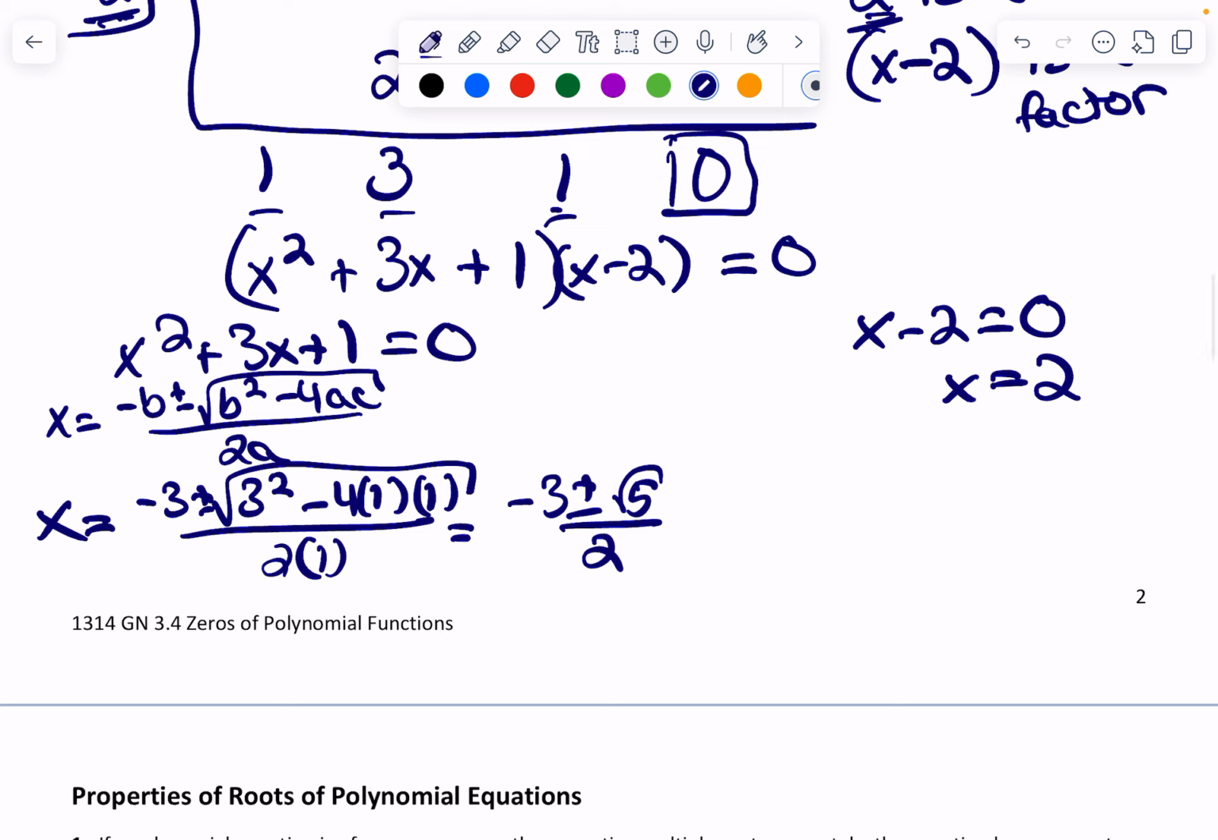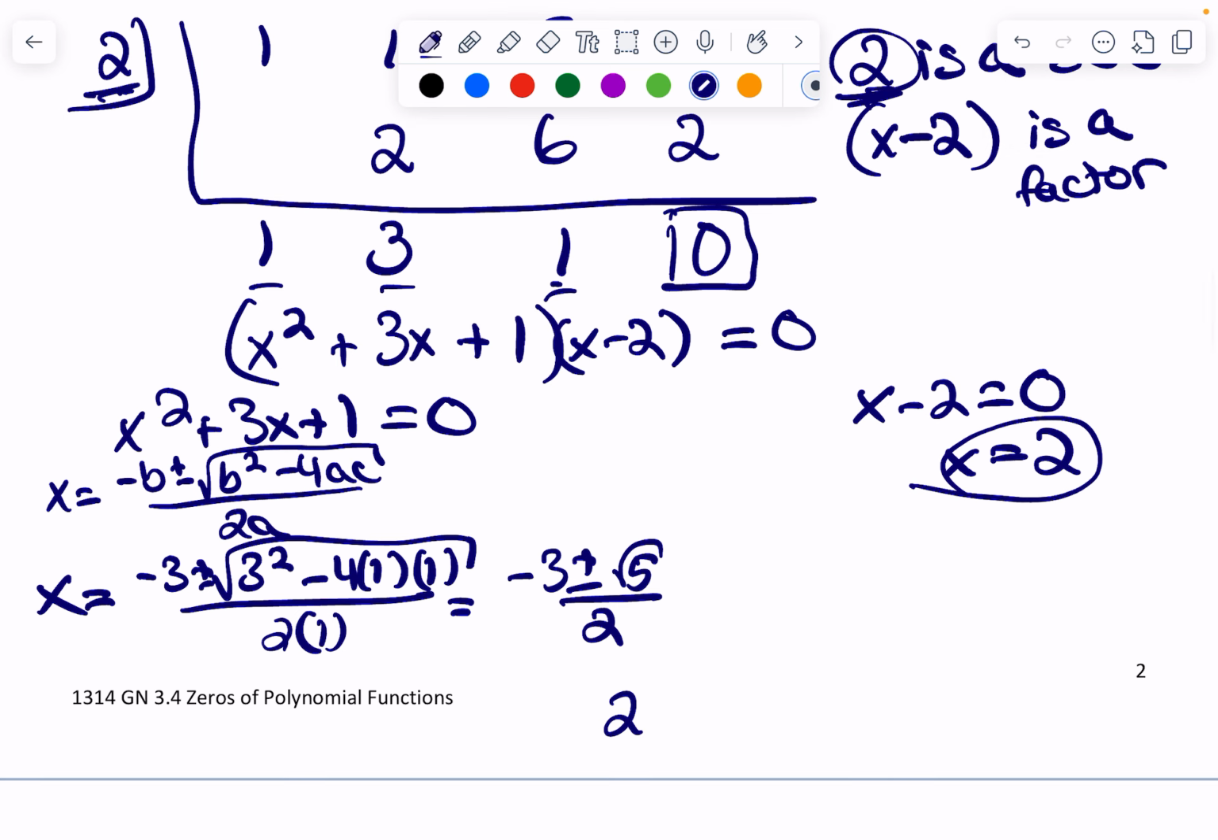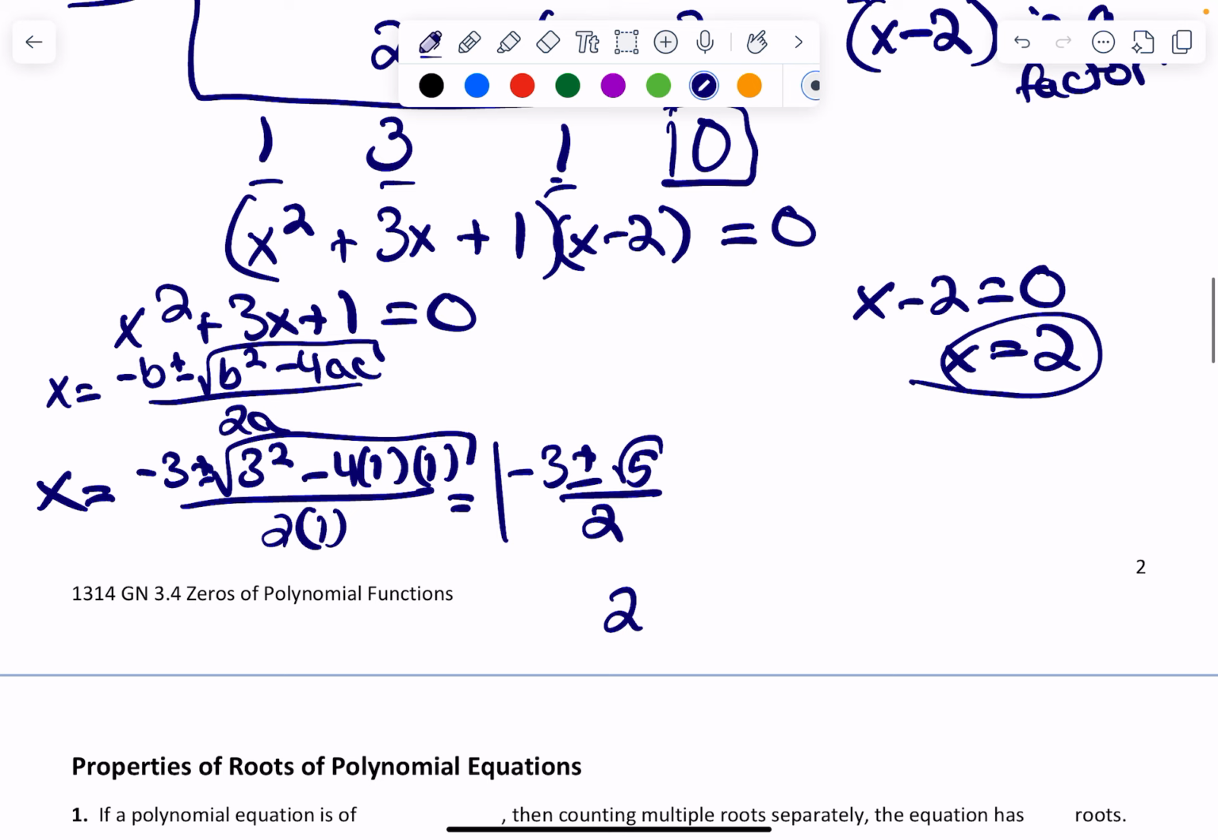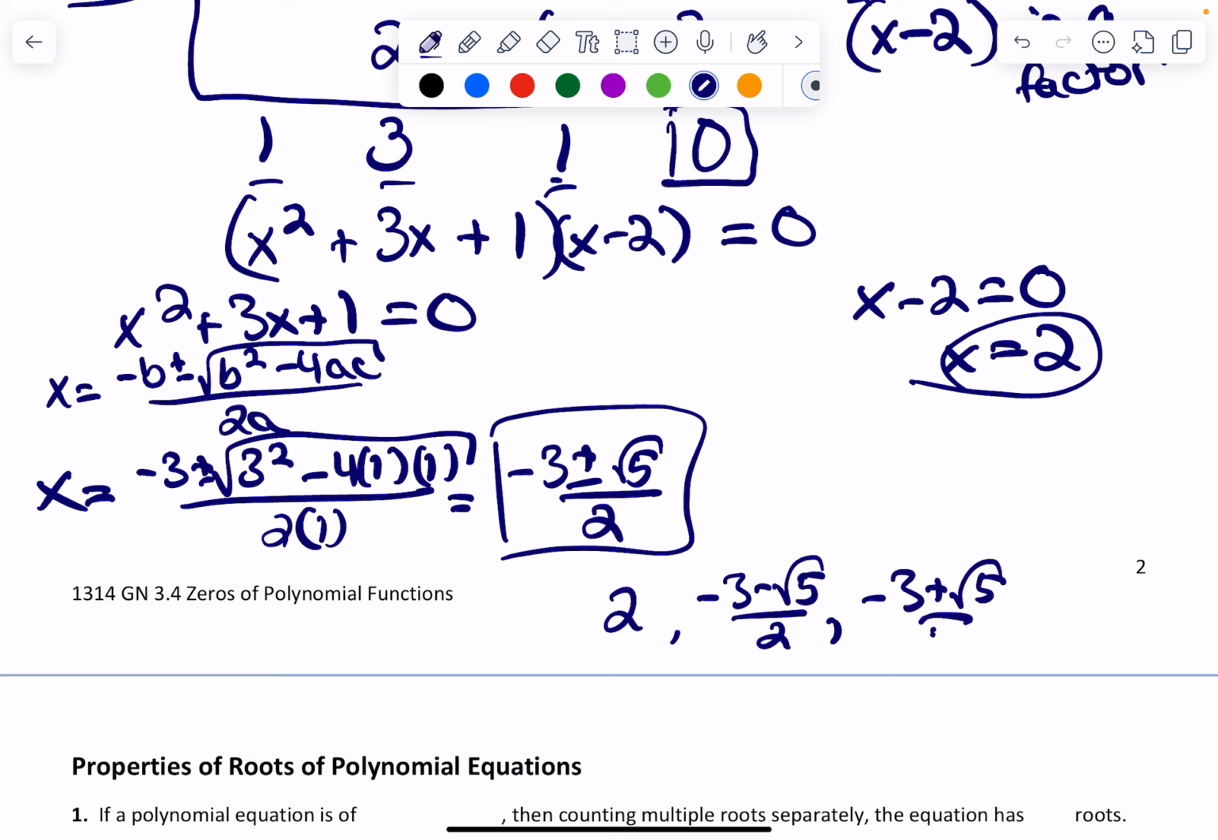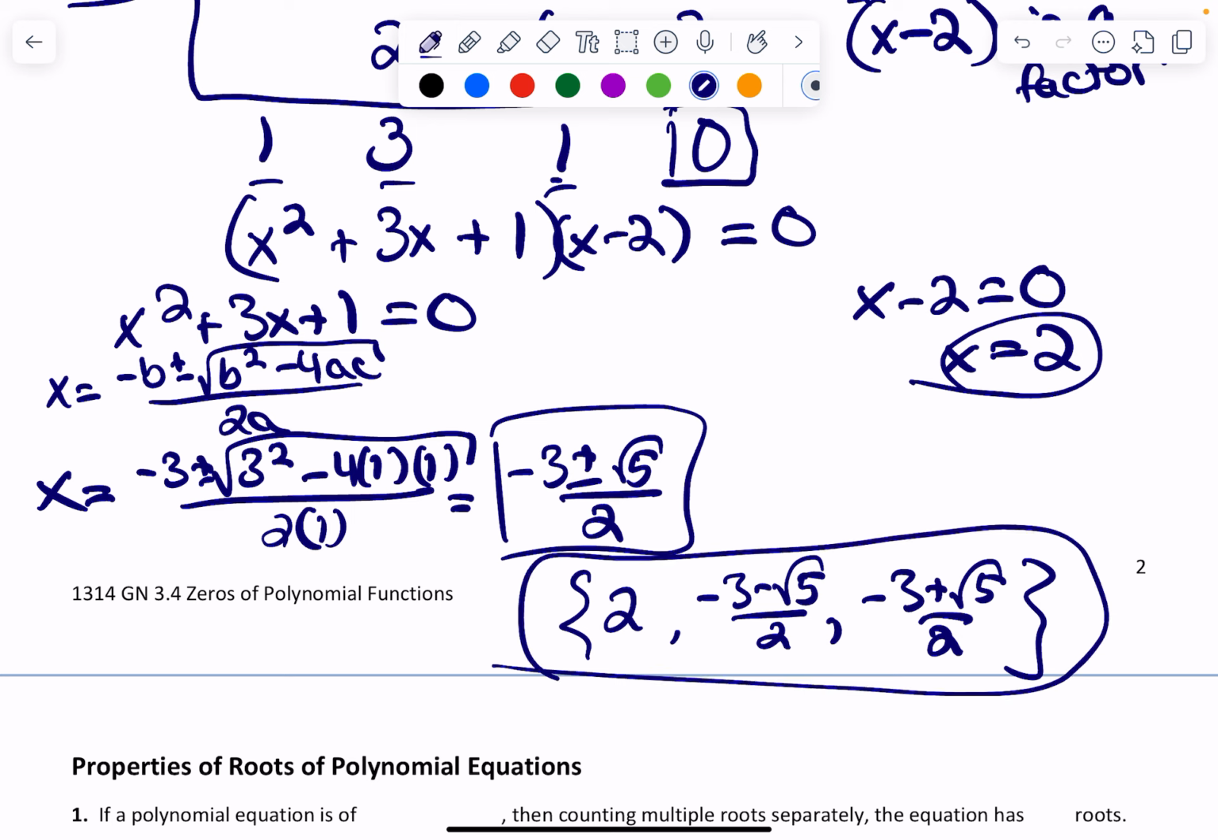So our zeros for this are going to be 2 right here, and then these two: negative 3 minus square root of 5 divided by 2, and negative 3 plus square root of 5 divided by 2. Those are all our zeros. Again, on the previous example, we found the possible zeros. This is where we found all the zeros.